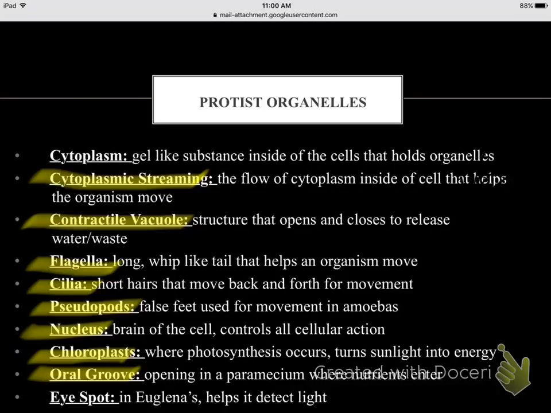And then the last organelle I want you guys to remember is the eye spot. They talked about it a little bit in volvox, but it's very particular to a euglena because it helps it detect light and its surroundings around it.